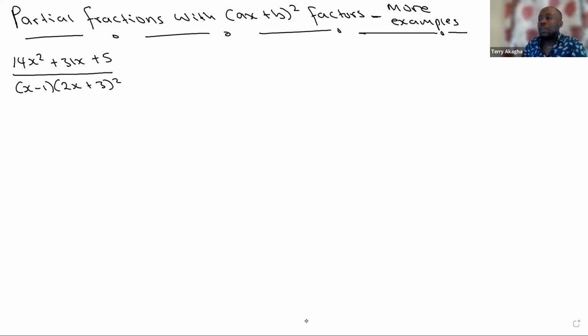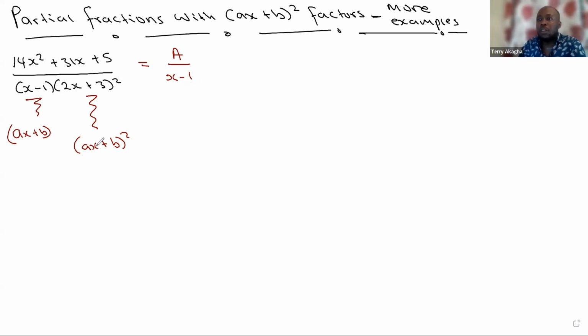The first thing, like I said, you can see in this one, we have a linear factor, that is the ax plus b. And we also have an ax plus b raised to power 2 factor here. So because of this, the partial fraction is going to be a combination of both the linear and the ax plus b squared. So for the linear factor, it's going to be A over x minus 1.